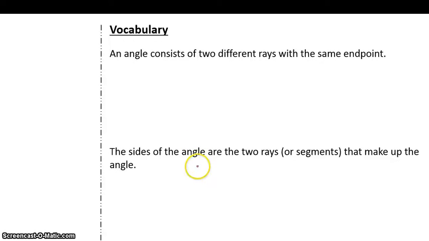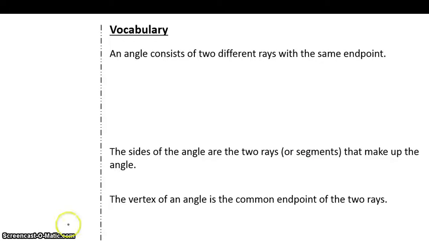Then we have the sides of an angle. The sides of an angle are the 2 rays, or sometimes they can be segments as well. If they don't go on forever in one direction, that's okay. That make up the angle. So you can have 2 segments also that make up an angle. And then we have the vertex of an angle. The vertex of an angle is the common endpoint that they have.